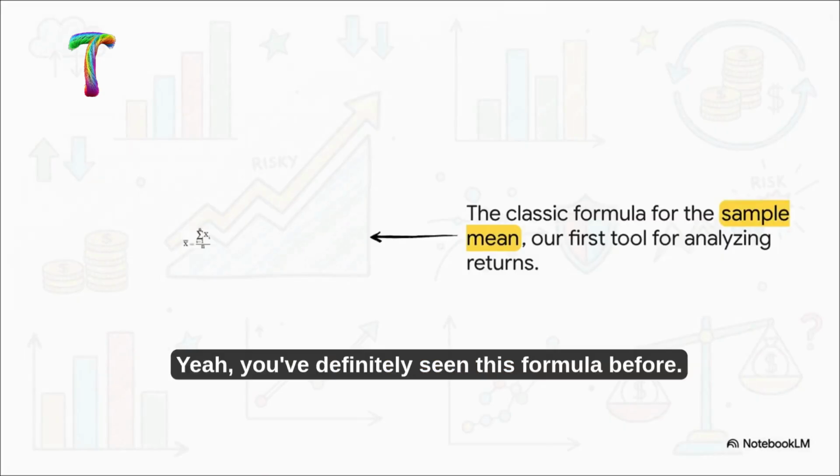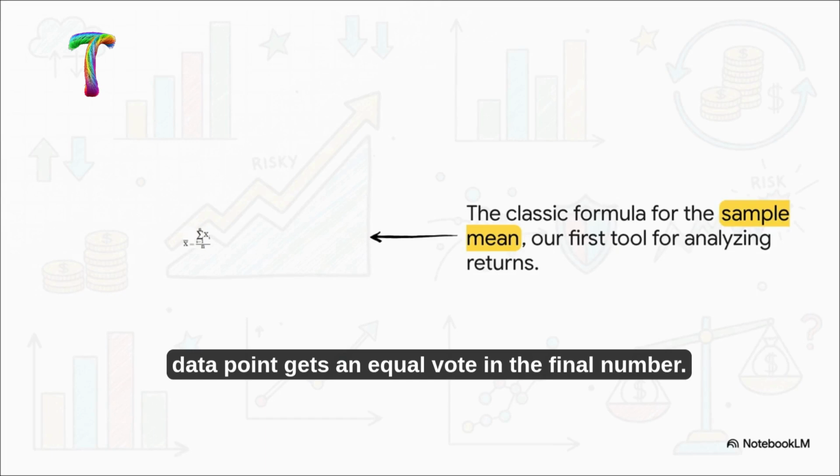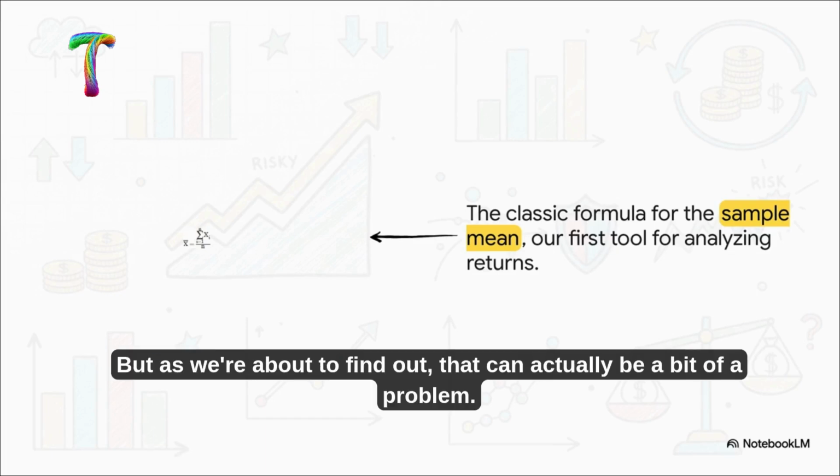Yeah, you've definitely seen this formula before. It's the engine behind the average. Now, you don't need to memorize it, but it's helpful to see that every single data point gets an equal vote in the final number. But as we're about to find out, that can actually be a bit of a problem.